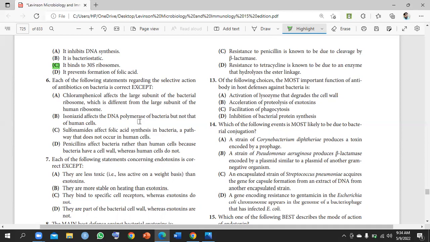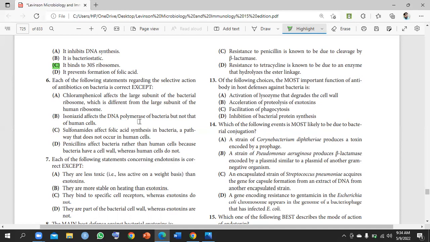Isoniazid affects the DNA polymerase of bacteria, but not that of human cells. So now isoniazid is basically an antibiotic involved in blocking mycolic acid synthesis. Basically, it blocks the mycolic acid synthesis of Mycobacterium tuberculosis. Okay, so when there is a patient with TB, isoniazid is recommended because it kills the bacteria in the sense that it inhibits the synthesis of mycolic acid.